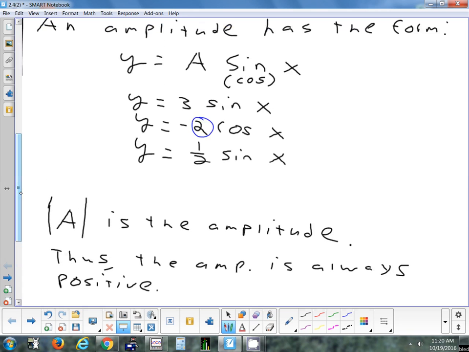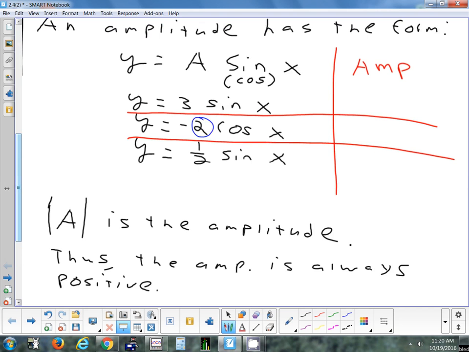So let's do these 3. Let's find their amplitude. What's the amplitude of the first one? 3 sine x. 3, yeah. It's the absolute value of a, and a is the number that's in front. So the amplitude there is 3. What's the amplitude of negative 2 cosine x? Yeah, just the absolute value of the number in front. And what about the amplitude of 1/2 sine x?